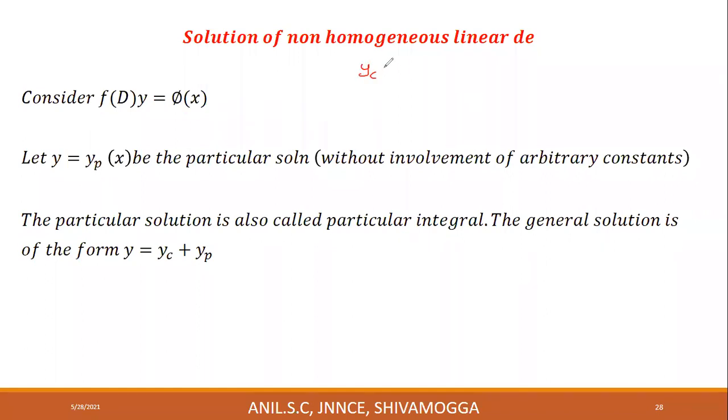Yc is the solution corresponding to the homogeneous differential equation. This is the solution with the involvement of arbitrary constants c1, c2, c3 and so on. And corresponding to this non-homogeneous differential equation, we find one more solution. It is called particular integral. It is denoted by yp or PI, and this is the solution without the involvement of arbitrary constants. Here we come across three kinds of problems, and for different types we have different methods to find this particular integral. I will tell you one by one.